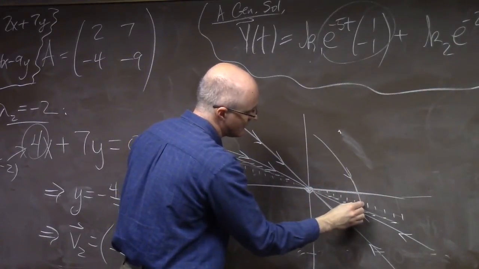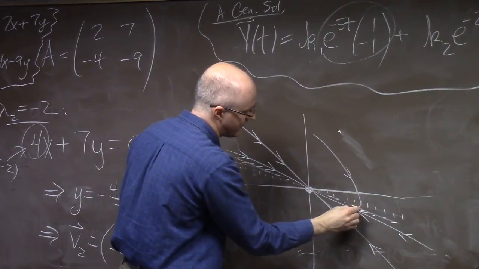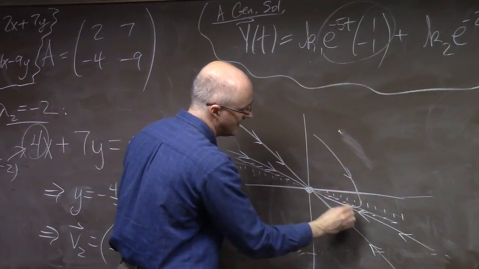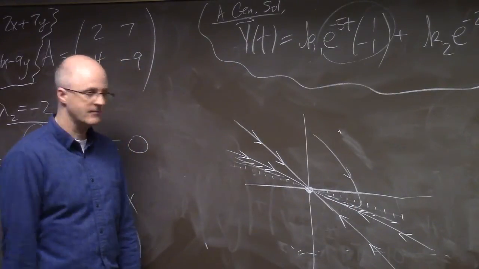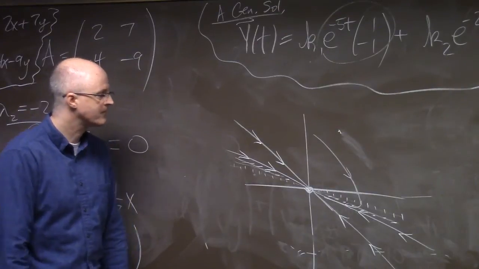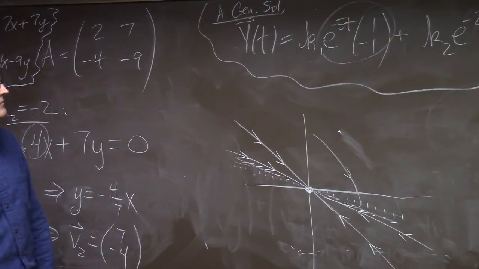It's got to cross this one like this and then curve very quickly to cross this one like that before heading toward that solution. For the y nullcline, it says negative 4x minus 9y equals 0. Is one of those supposed to be positive? Or it comes from this equation here.